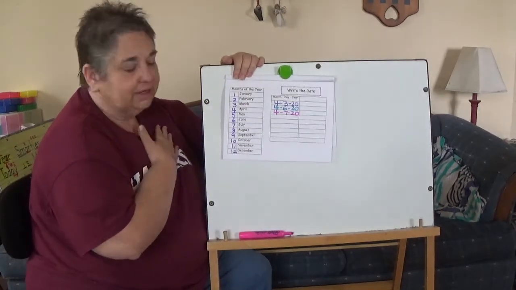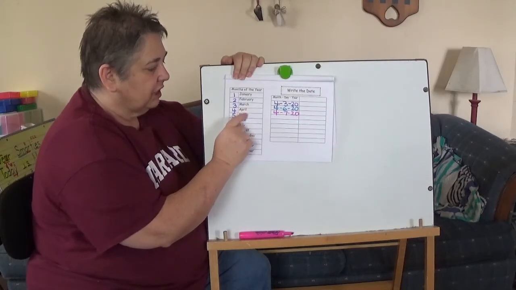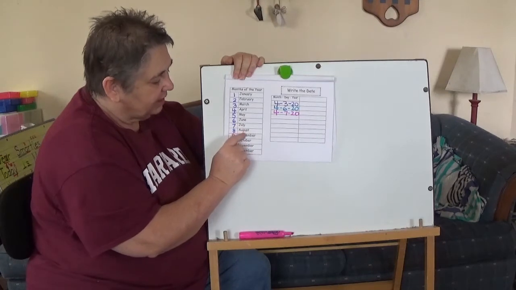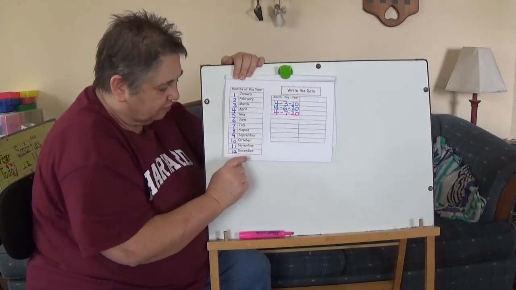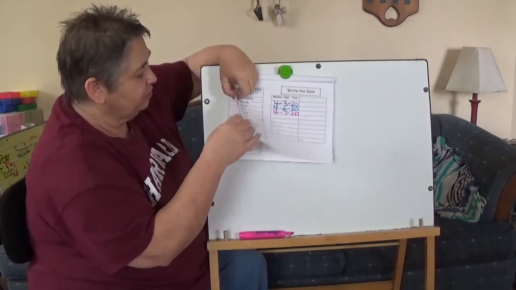Let's do our months of the year. January, February, March, April, May, June, July, August, September, October, November, December. I hope I'm not doing these by myself. I hope you're doing them with me.